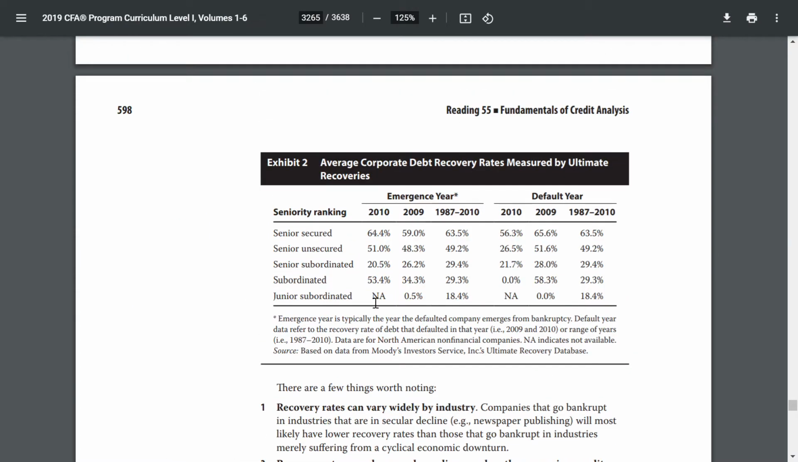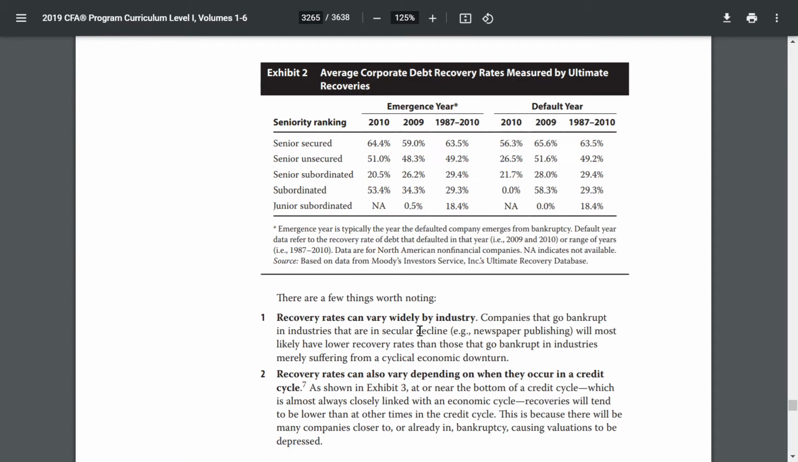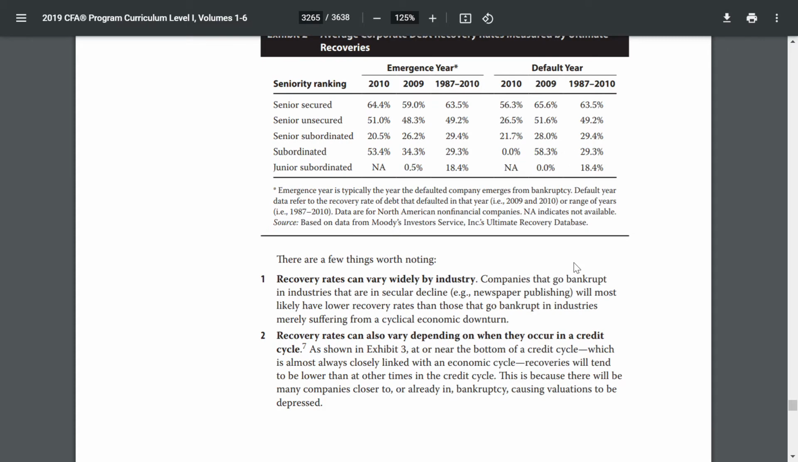Okay, so as you can see, it goes from here to here to here, and the people at the top get paid first, and it trickles down. So by the time we get to junior subordinate, you basically have nothing. So debt gets paid before equity. So when it comes to equity, you basically get nothing in the event of default, at least based on this diagram.